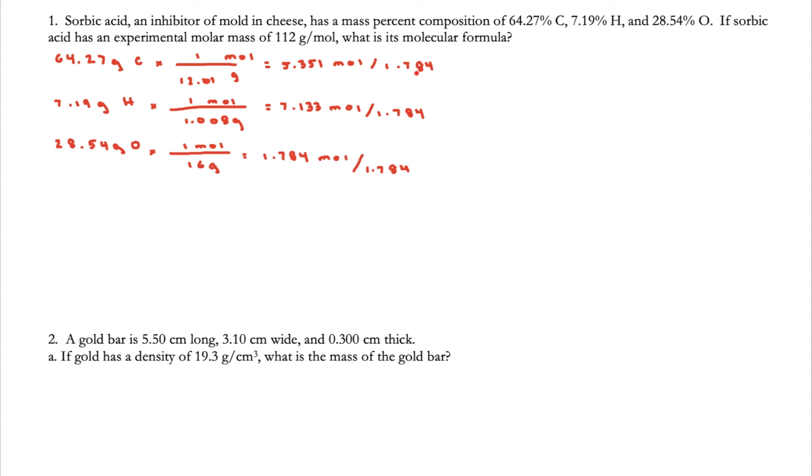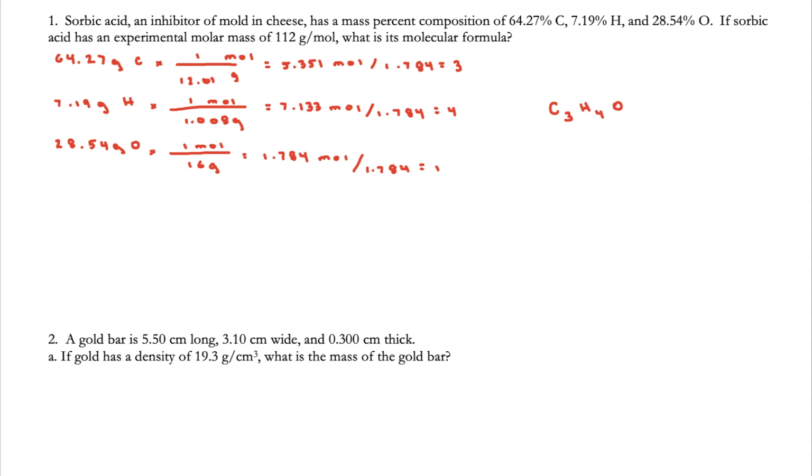All right, so when I do this division right here, I get 2.99999, which is basically 3. I'm comfortable rounding that to 3. And when I divide 7.133 by 1.784, I now get 3.998, which is going to be rounded to 4. And then this is going to simply be 1. So the empirical formula here is going to be C3H4O. All right, so this is the simplest whole number ratio of elements when they form a compound together.